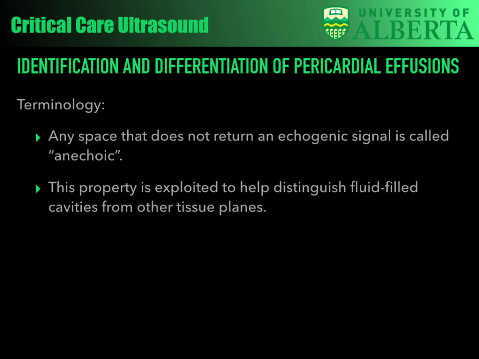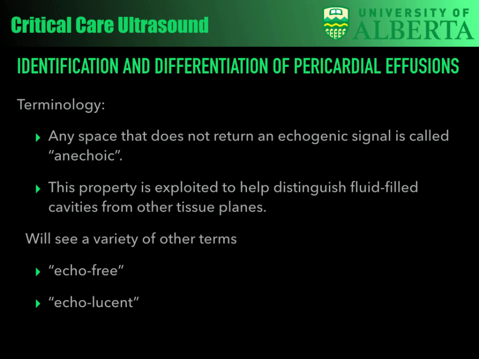And this really helps distinguish fluid-filled cavities from other tissue planes. This is why when you look for a pleural effusion, for example, you can see the lung extremely well, because it helps you to characterize the tissue that's between the probe and the regularly aerated tissue. You'll see a variety of terms from echo-free to echolucent. If you look in the literature or in a textbook, or someone refers to this space, they may use a variety of terms, but the conventional term would be anechoic.